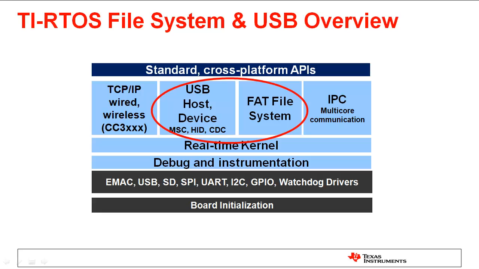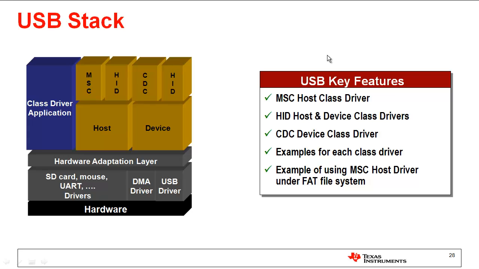Let's move on to talk about the various middleware components that TI-RTOS includes. We'll start by talking about the USB stacks and the FAT file system. USB features both a host and a device stack and a number of class drivers. We have MSC, mass storage class, for the host, and we have HID, which is human interface device, things like mouse, keyboard, and various other pointing devices, and then CDC, which is communications. We have a device class driver there.